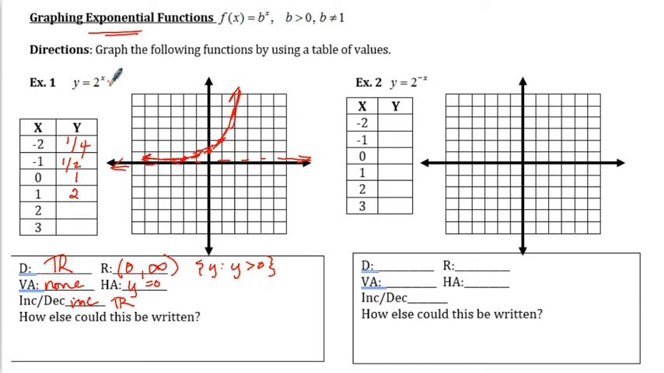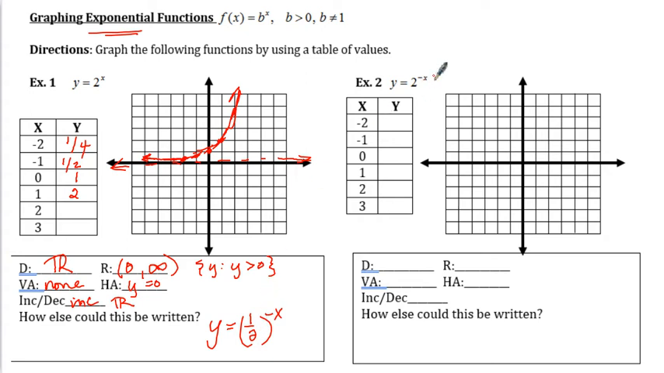Another way we could write this function is y equals 1/2 to the negative x. Remember, 1/2 to the -1 is just 2. So if you were on a test and anybody asked you, out of the following choices, which of the following is the same as y equals 2 to the x, you could say, oh, 1/2 to the negative x is the same function.